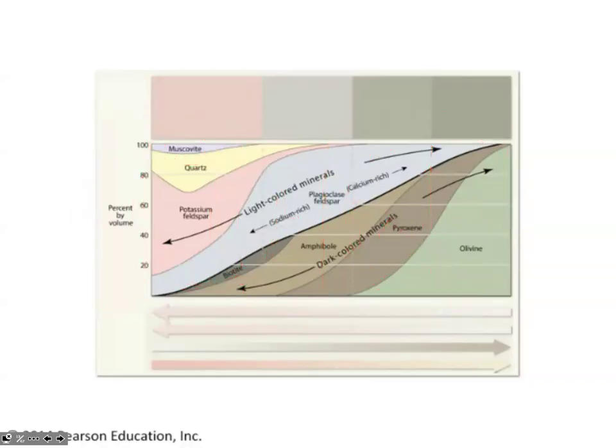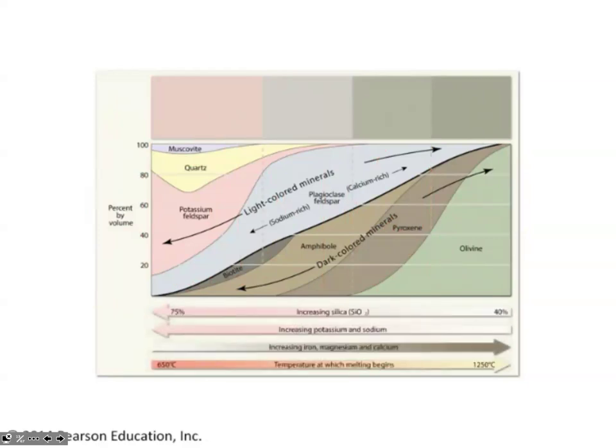Let's go ahead now and take a look at the bottom part of the diagram. So let's bring these arrows into relief and add some labels. You can see here that these arrows at the bottom show dominant trends. There's more silica on the left side of the diagram, and there's more potassium and sodium over there too. On the other hand, there's more iron, more magnesium, and more calcium towards the right side of the diagram.